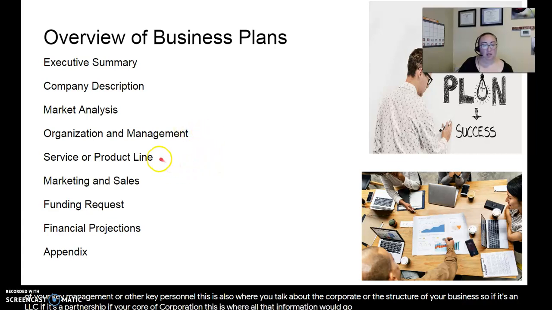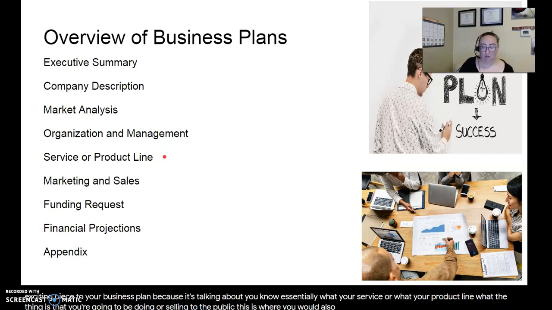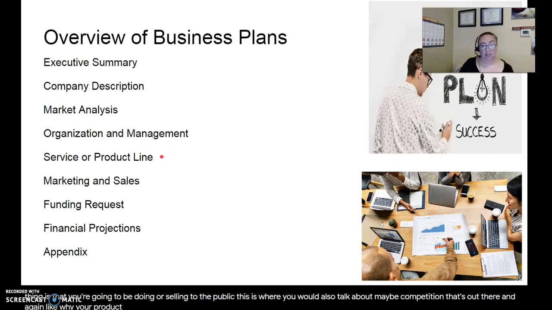Next, I think this is probably the most exciting piece of your business plan, because it's talking about essentially what your service or your product line is, the thing that you're going to be doing or selling to the public. This is where you would also talk about maybe competition that's out there, and again, why your product is needed and why there's room in the industry for this product.